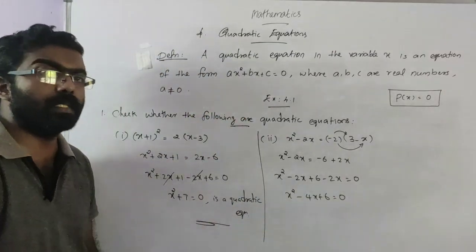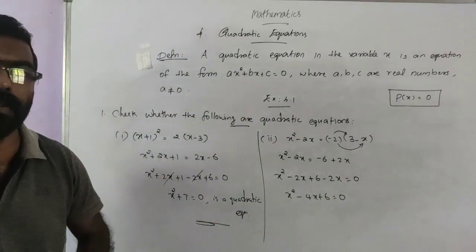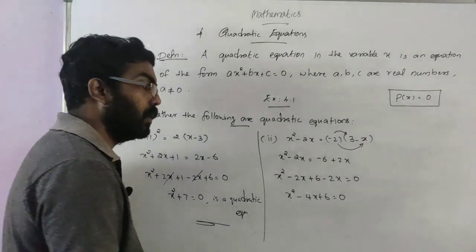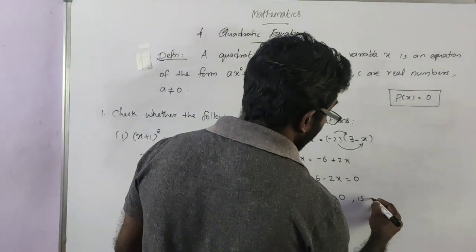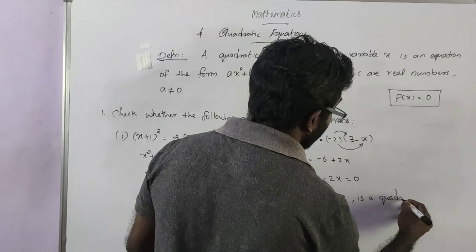Here also the highest power is 2, that means the degree is 2, and hence it is also a quadratic equation.